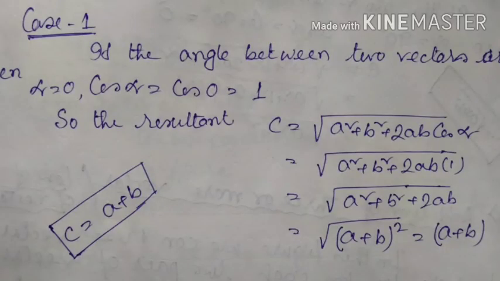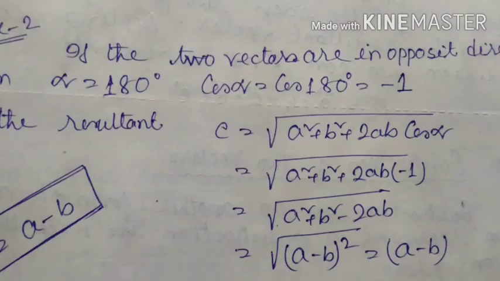Case 1. If the angle between two vectors is 0, then alpha is equal to 0, cos alpha is equal to cos 0 degree, that is equal to 1. So the resultant C is equal to root over of a square plus b square plus 2ab cos alpha. Using the value of cos alpha, we can find C is equal to root over of (a plus b) whole square, that is C is equal to a plus b.